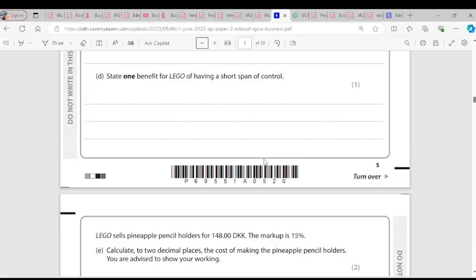Having a short span of control means the level of hierarchy has reduced. It means communication becomes faster. So I wrote, a short span of control allows faster communication between the managers of the 15 factories and the Danish headquarters. This may lead to fewer mistakes. When communication becomes faster, people will be able to get information as and when due, and that allows them not to make mistakes.